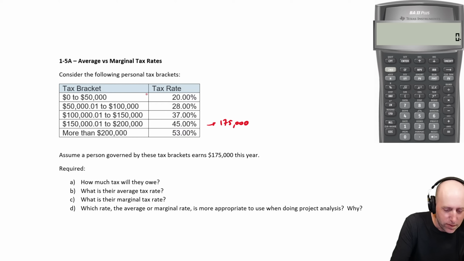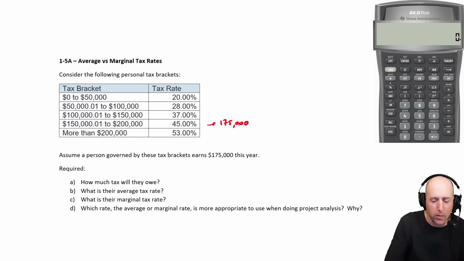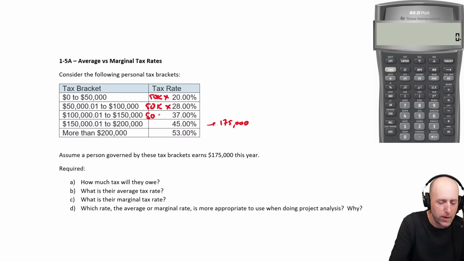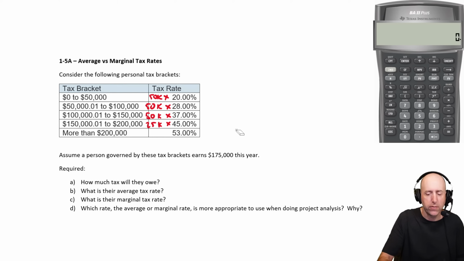For our first $50,000 we earn, we pay 20%. For our next 50, 28%. For our next 50, 37. And so only 25,000 of our 175, the last 25, is taxed at 45%. So it's 50K at 20%. It's 50K at 28%. It's 50K at 37%. And then it's just, to get to 175, our last 25K at 45%.